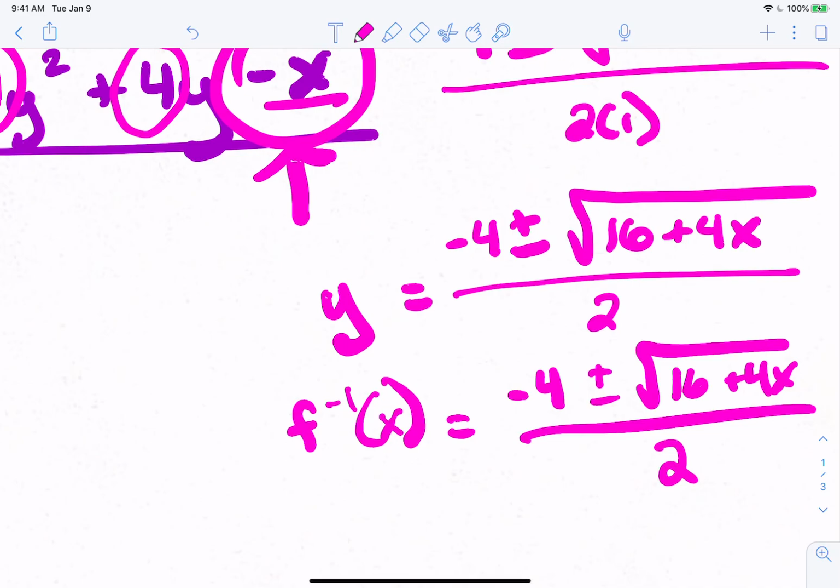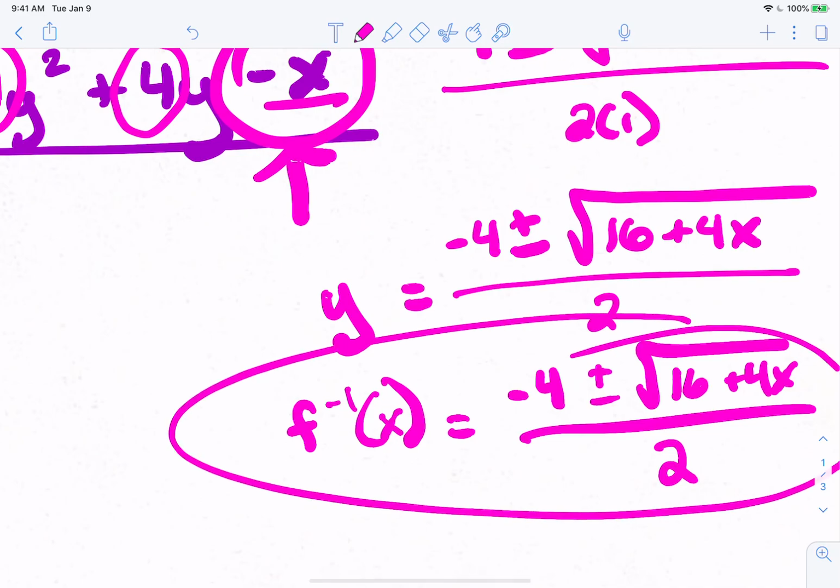Okay? And we'll just leave it like that. Technically, you could take a 4 out of the square root, but we're just going to leave it. Okay? That is my new equation.